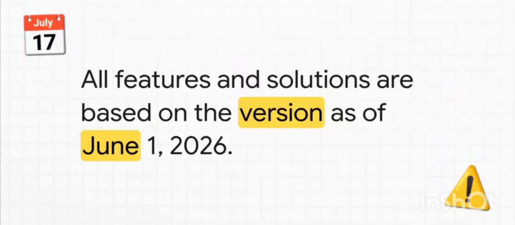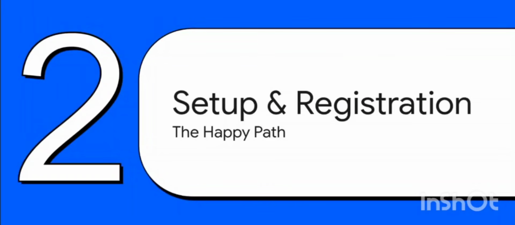Just a quick, really important note before we go any further. All the features, options, and solutions we're talking about today are strictly based on the app's version as of June 2026. You know how software is, it's always evolving, so future updates might shift a button around or change a menu name. I want to explicitly state this date so you know that slight UI changes in the future are totally normal. Seriously, there is absolutely no need to panic if the interface looks just a tiny bit different down the road. Moving right along to Section 2, Setup and Registration.